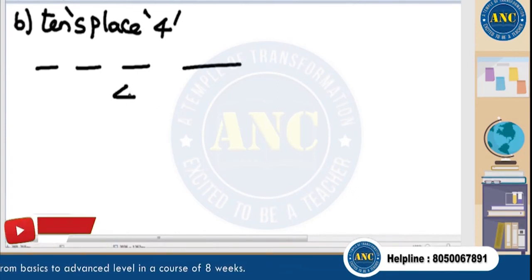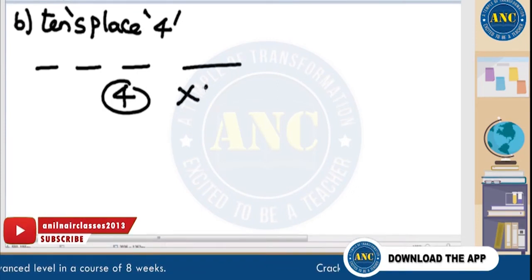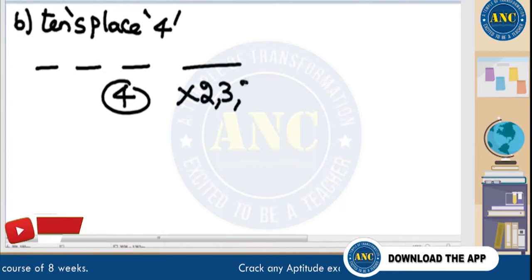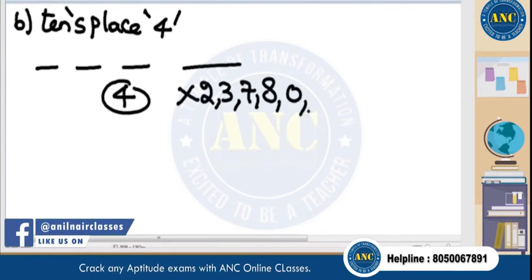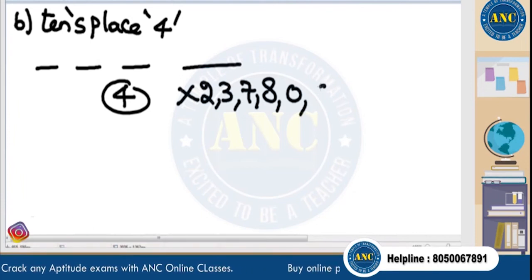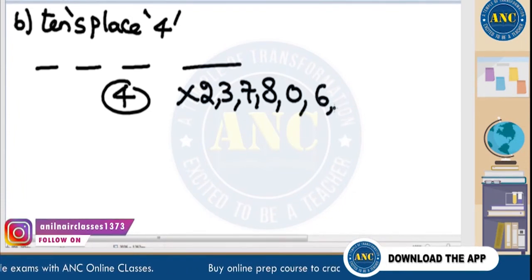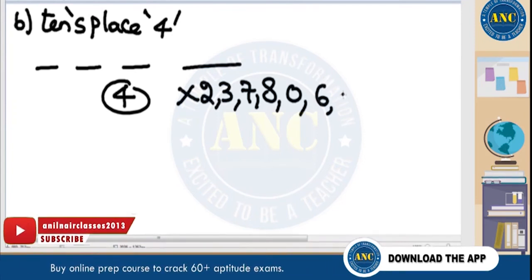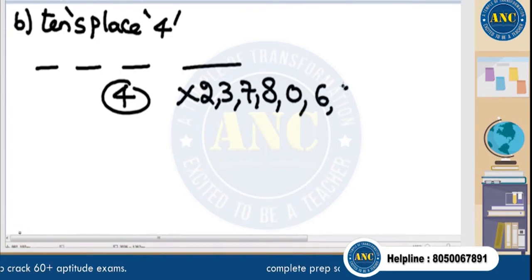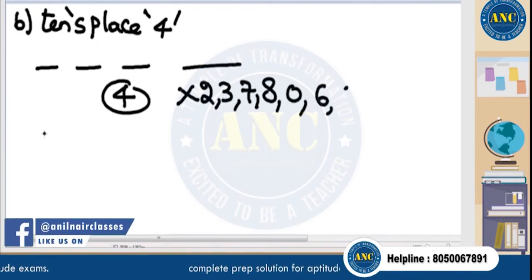Tens place 4. Directly, this is 4. A perfect square never ends with 2, 3, 7 or 8. It cannot end with 0. It cannot end with 6. Any perfect square ending with 6, tens place is even. It can end with 1.